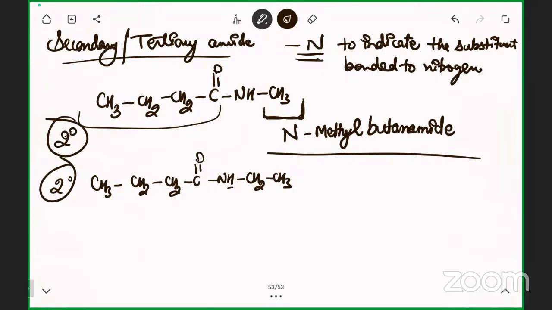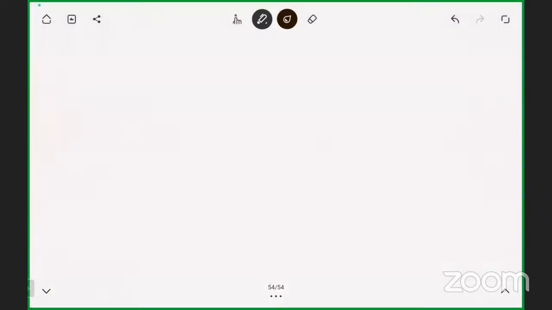N-ethyl, then butanamide. See, don't say it as butane and then amide. Butanamide, continuous. We don't have to give a gap between. Okay, let's do another example.